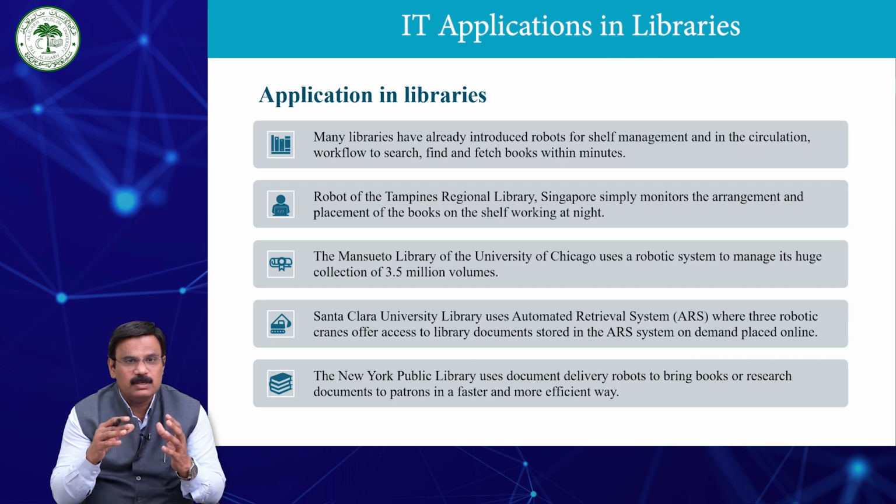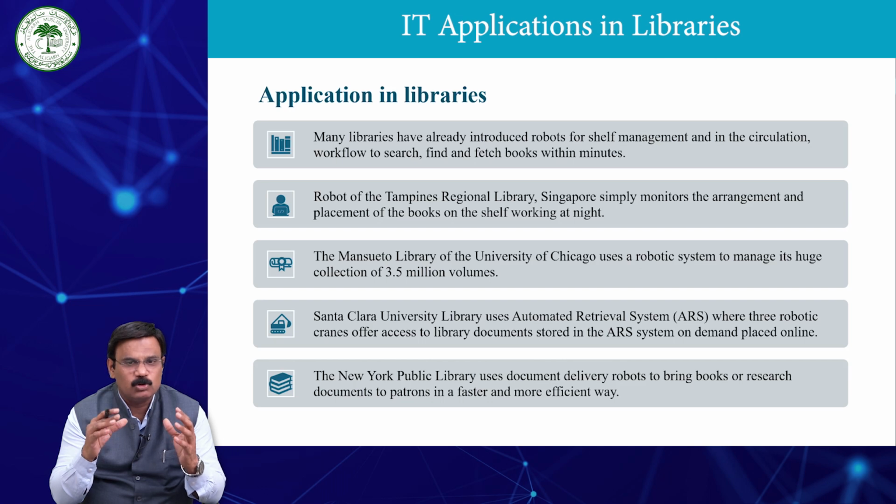A robot of the Tampines Regional Library, Singapore, simply monitors the arrangement and placement of books on the shelf, working at night. The Mansueto Library of the University of Chicago uses a robotic system to manage a huge collection of 3.5 million volumes. Santa Clara University Library uses an automated retrieval system where three robotic cranes offer access to library documents stored in the ARS system, on demand placed online.